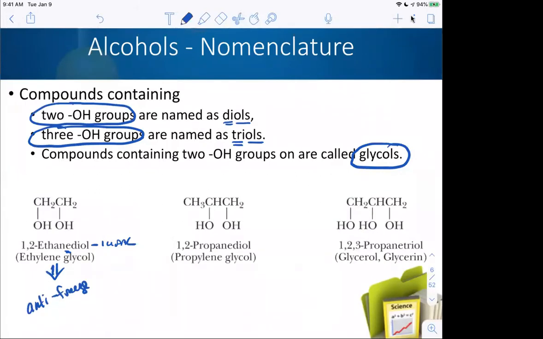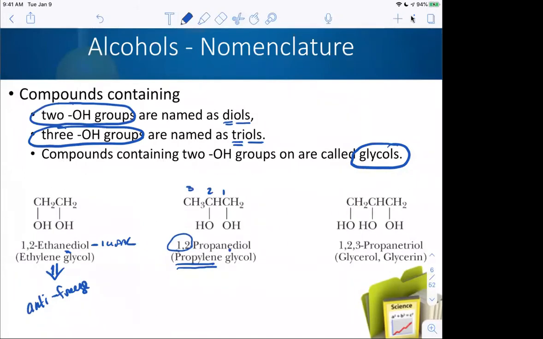So you have this in your garage, most likely. Here I have 1,2-propanediol, notice the E, diol, right? So this would be 1,2-propanediol. This gives you the location of the two OHs, or the common name is propylene glycol.